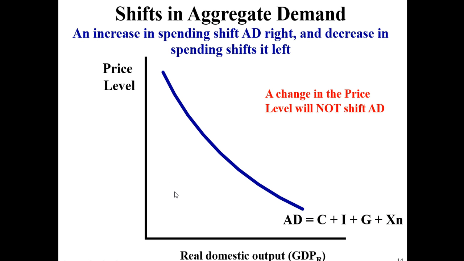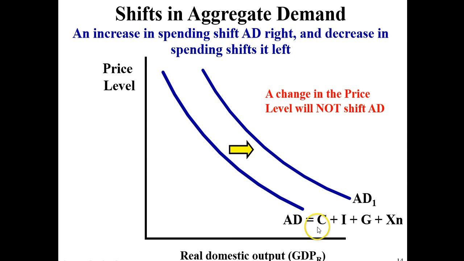So an increase in spending will shift aggregate demand to the right because this is consumer spending. And just as a reminder, consumer spending is the largest portion of this equation. It makes up about 70% of it. So consumer spending is the largest portion. Investment is an essential part of it. It doesn't mean that it's not important.